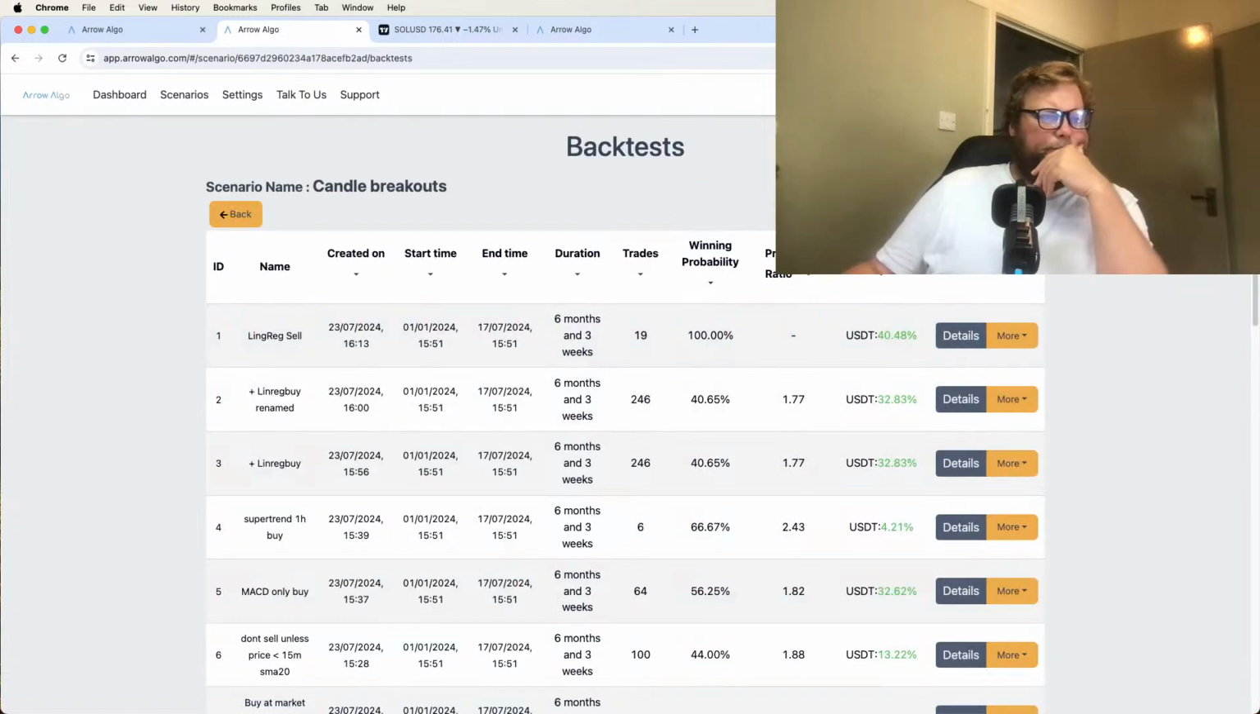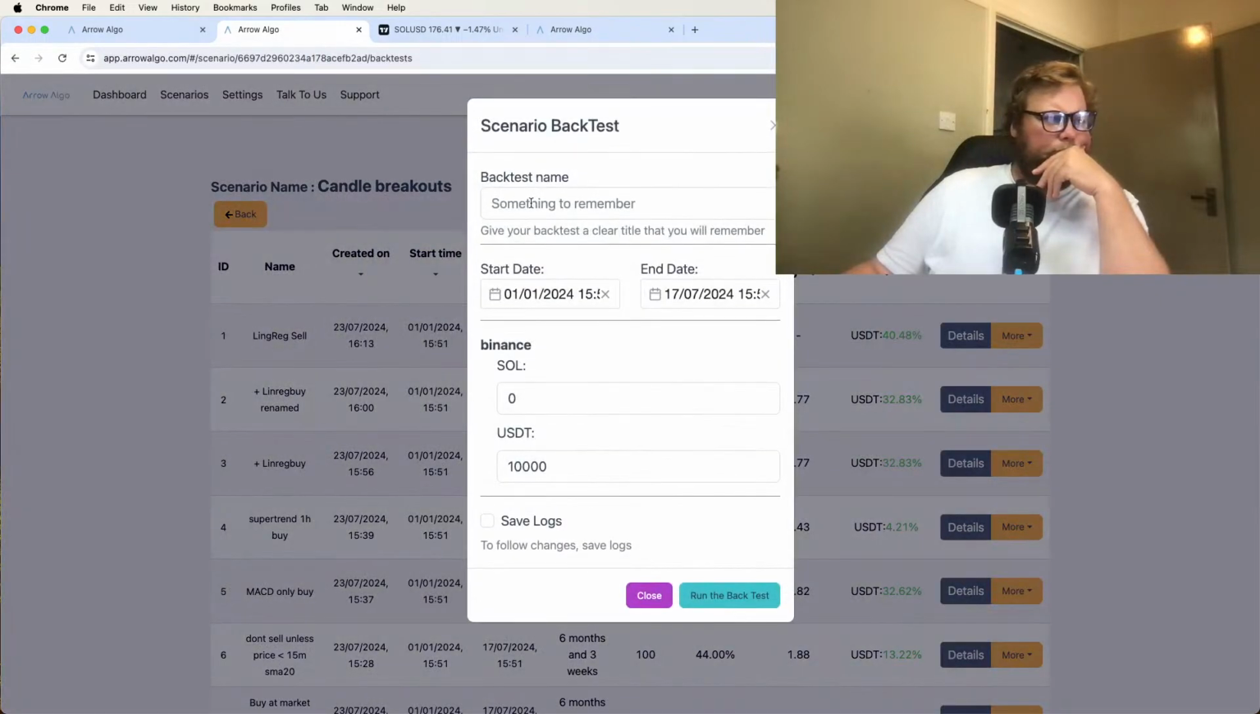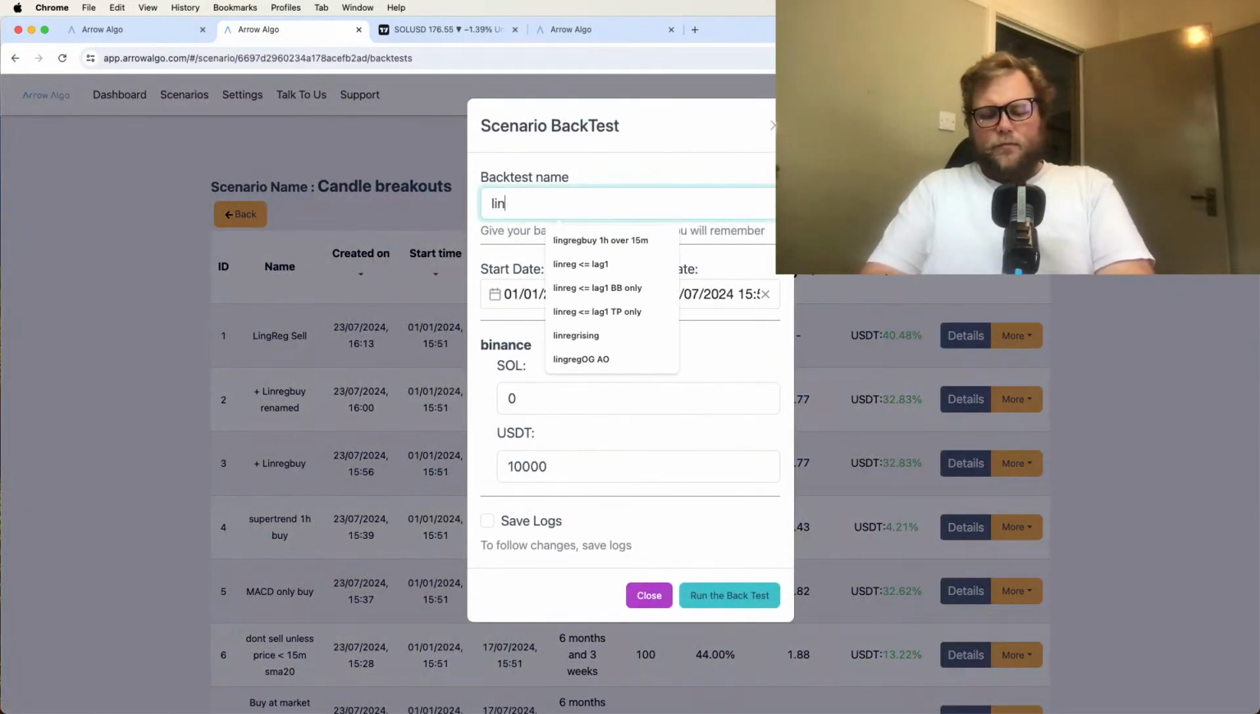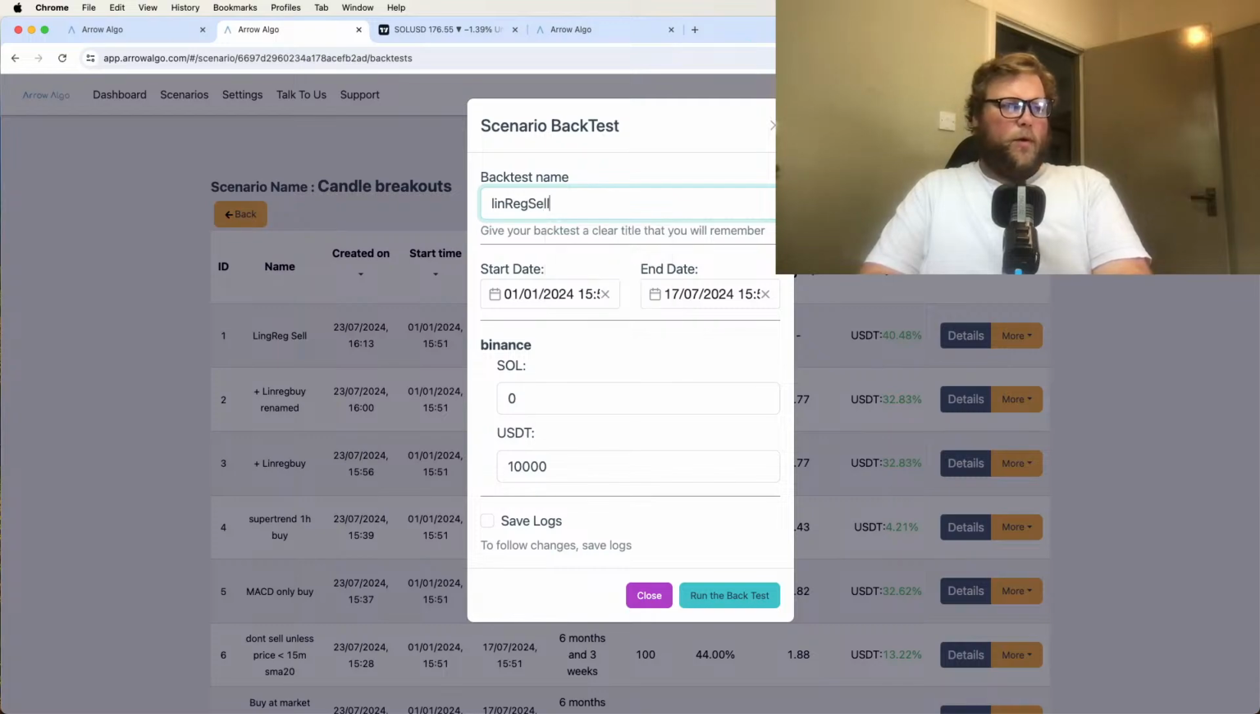So let's have a look at that. Remember, we added in the LenReg sell, and we've now got stop loss.